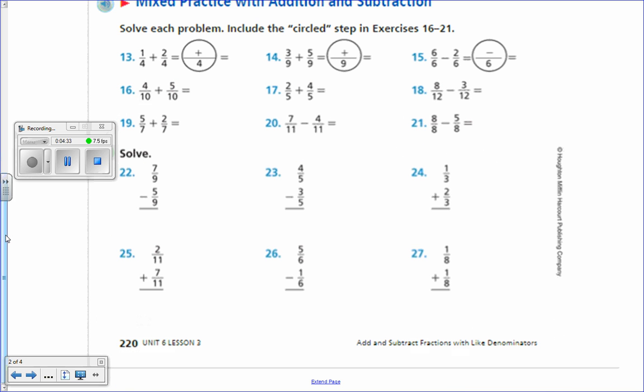These all have like denominators, so we don't have to do anything fancy because we have the same size pieces. So if I'm doing number 13, I have 1/4 plus 2/4. So I have 1 plus 2 equals 3/4. Let's try that again on number 15, which means you're doing number 14. 6 take away 2, I'm going to write that here to help me out for my visual, is going to equal 4/6.